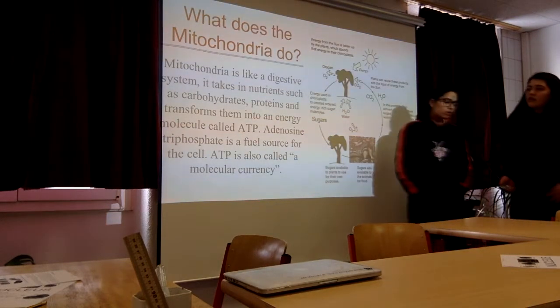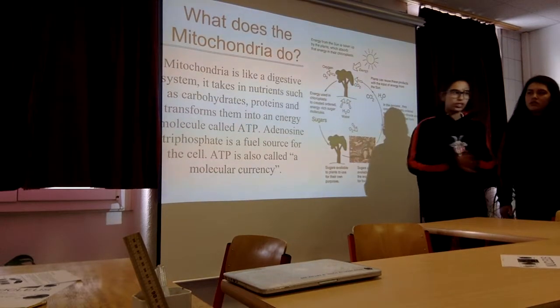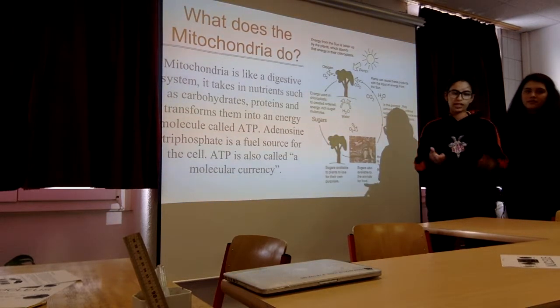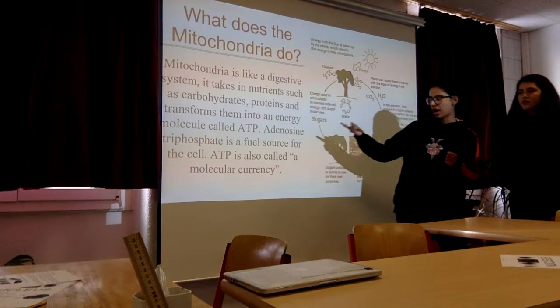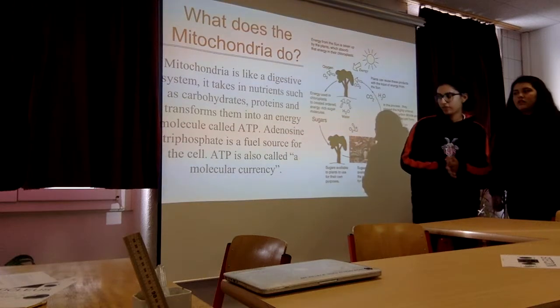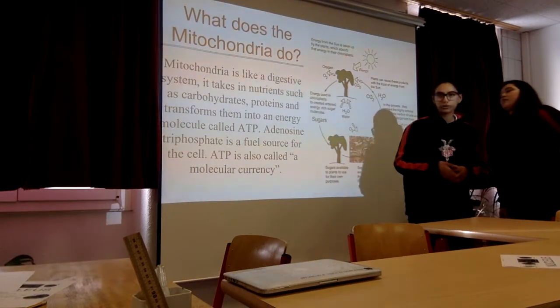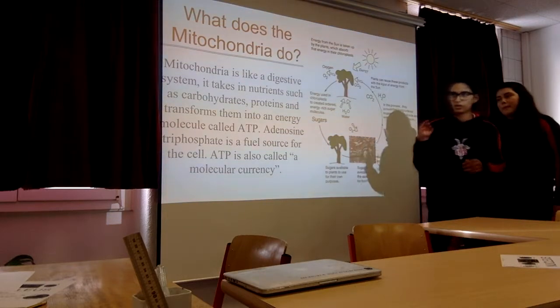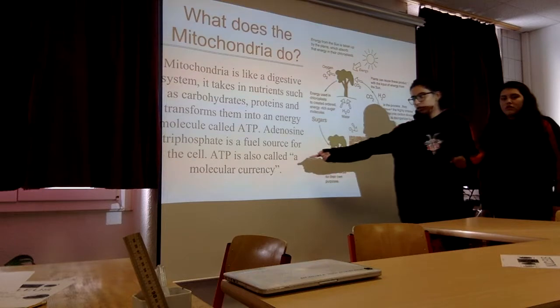So what does the mitochondria do? Basically, it takes nutrients such as carbohydrates and proteins, and then it transforms them into ATP. ATP is adenosine triphosphate. It's like a fuel source for the cell, and so it makes the whole energy. So it's also called the molecular currency.